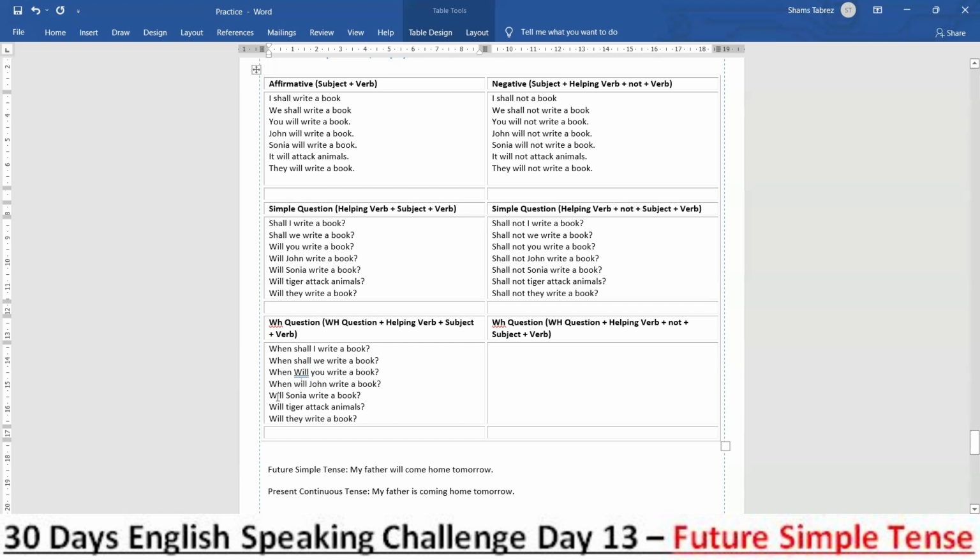When will John write a book? When will Sonia write a book? When will tiger attack animals? When will they write a book? Yes. So please read these sentences and answer. When shall I write a book? I will write a book tomorrow. Perfect. So please read, translate, then answer.